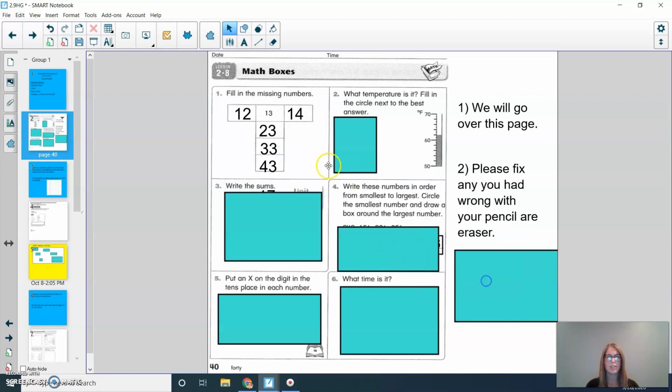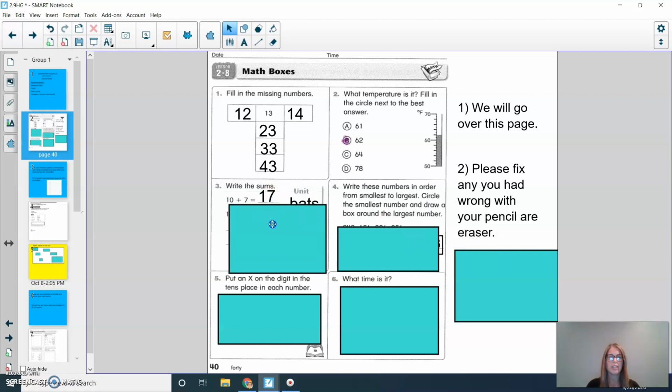So they gave us 13, so I know 1 less is 12, 1 more is 14. Then I'm going to start counting by tens, so I had 23, 33, and 43. For question number 2, I can see where 60 is, and I can see I'm 2 spaces up, so 61, 62. So I should have filled in the bubble for choice B, 62 degrees.